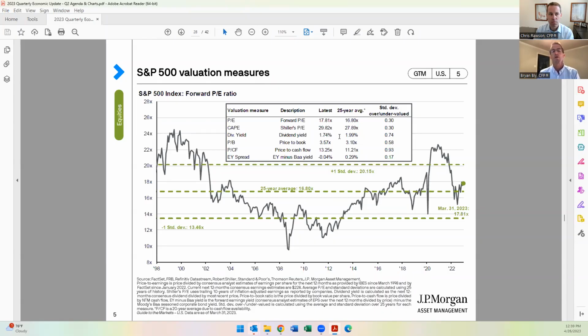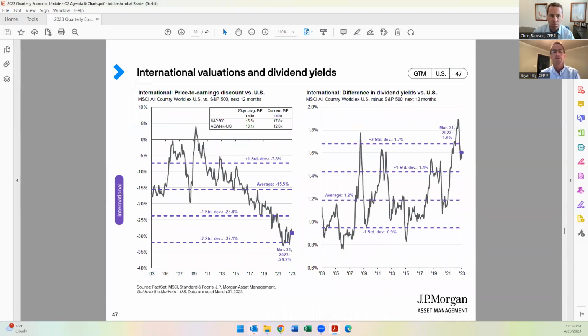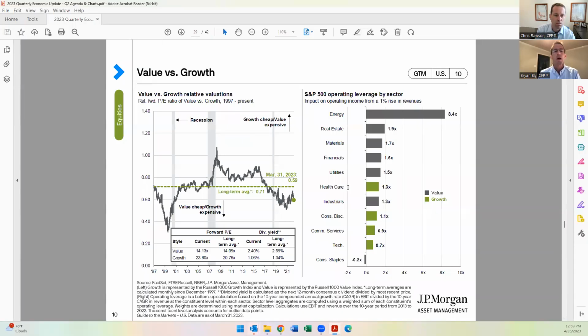So this really just shows that from our latest forward price earnings ratio, we're still a little bit above the 25-year average. So, depending on the valuation methods folks use, we are a little pricey if you look at the S&P. Relative to growth versus value, we remain historically value versus growth, relative valuations. Value is considered a little less expensive than growth.